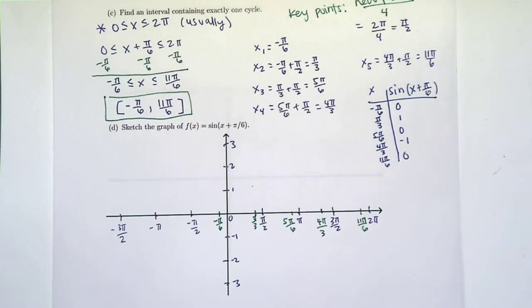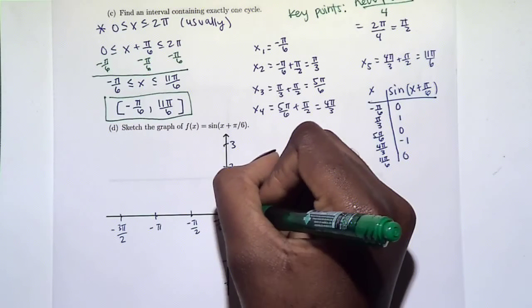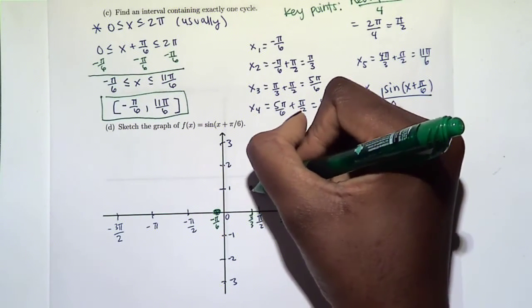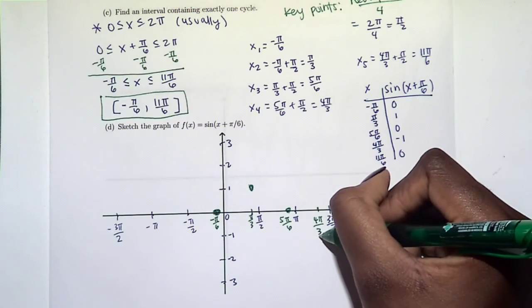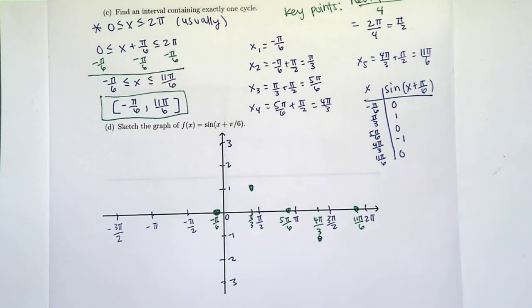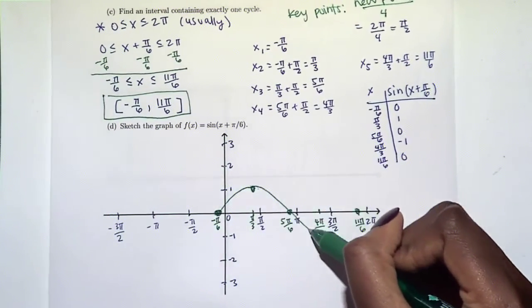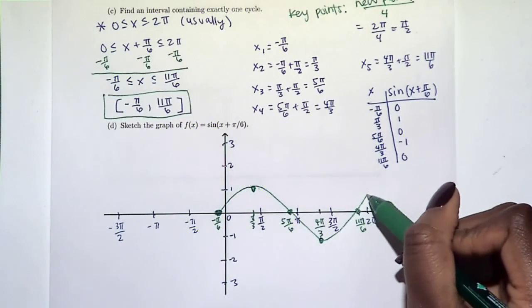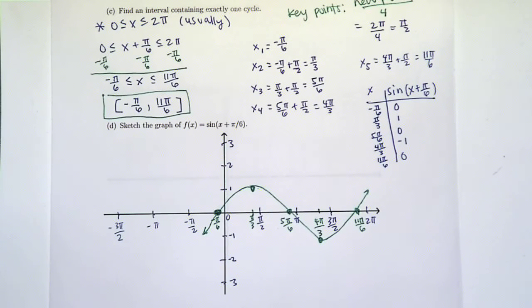All right, and then we just have to do our 0, 1, 0, negative 1, 0. There we go. All right, and I'll usually only make you graph just one period. All right, so this is the graph of our function. All right, let's do another one.